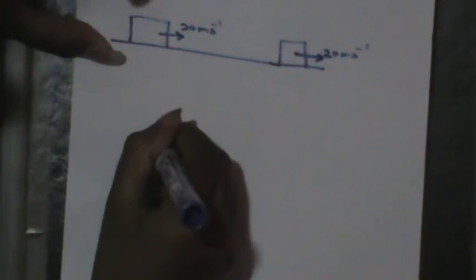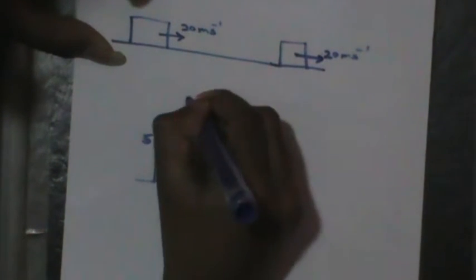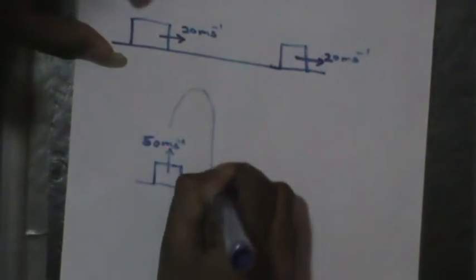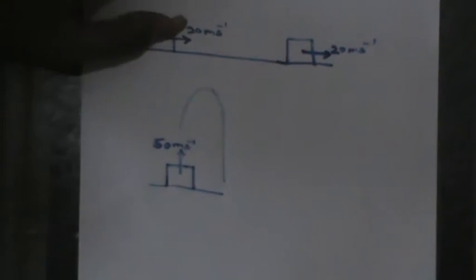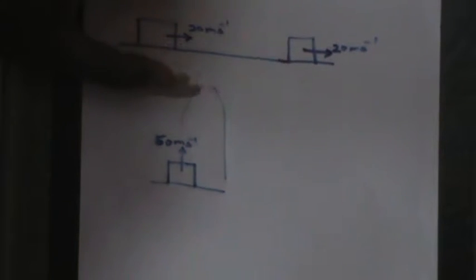Now the same object, if it is moving on a vertical plane like this, with a velocity of say 50 meters per second, goes up to this point and comes back here, it moves in a vertical path. So it is a vertical motion. This is a horizontal motion and this is a vertical motion.